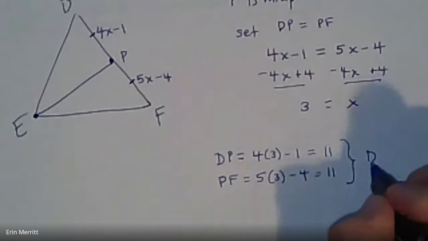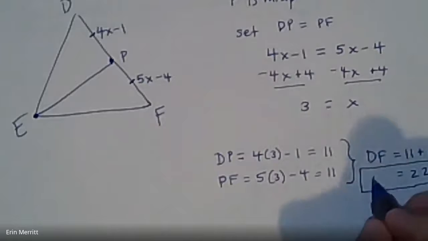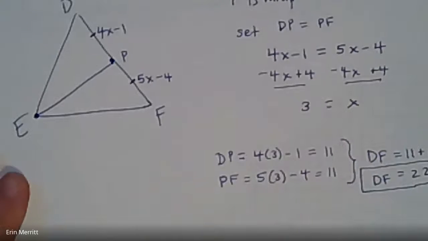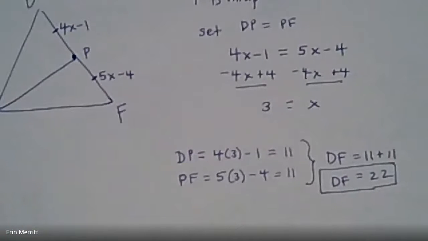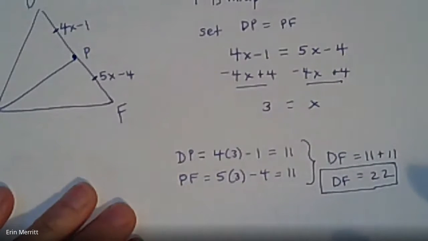And then put it together to get the length of DF. So 11 and 11, that gives us 22. Oops, and I'm just off the page there. There we are. So median is sort of an extra segment, but it also could just be a roundabout way to give you some information about a particular segment, just expecting you to know that much more.